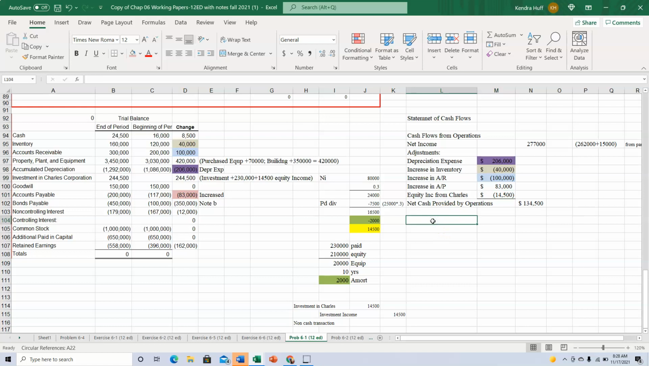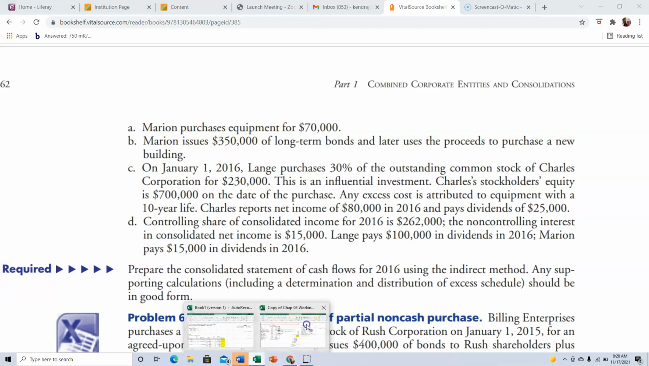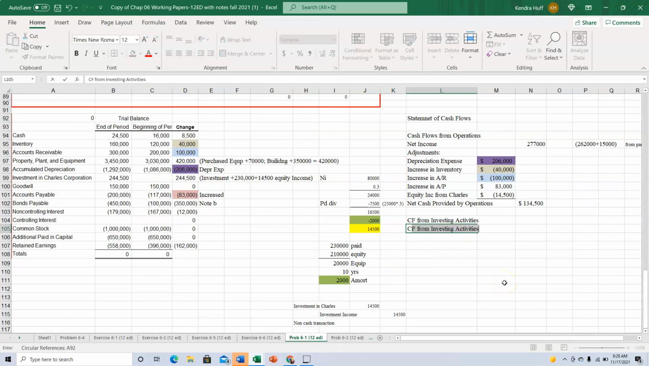Okay, then we need to do cash flow from investing. All right, so let's look at the book real fast. In part A, we bought equipment, and in part B, we bought a building. So that's going to go in the investing section. All right, cash paid for equipment. That was $70,000.